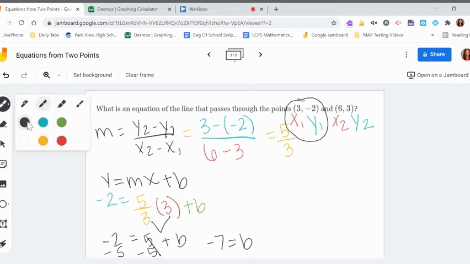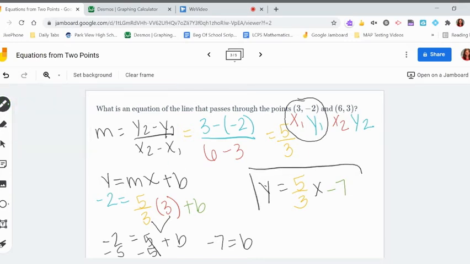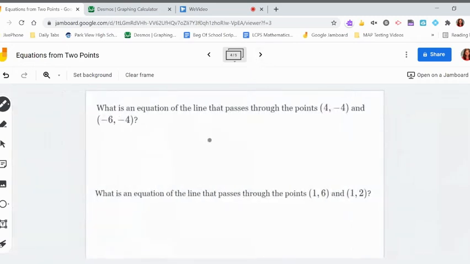All right, I'm all done. y equals, my slope is 5 over 3, x, and then my b I got was minus 7. And there is my equation. Okay, those take a minute. You just have to have some patience and make sure you write down all of your work carefully. It can be easy to make a little error. All right, let's look at one more type of problem here.